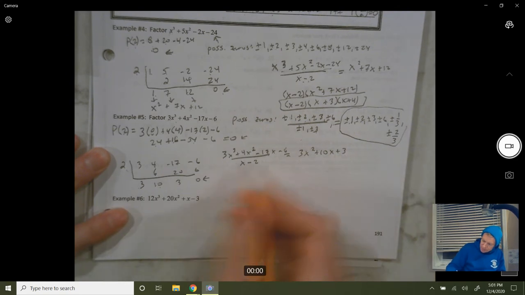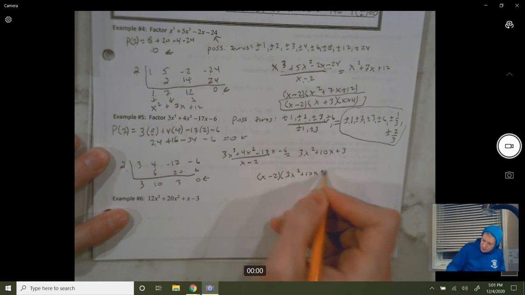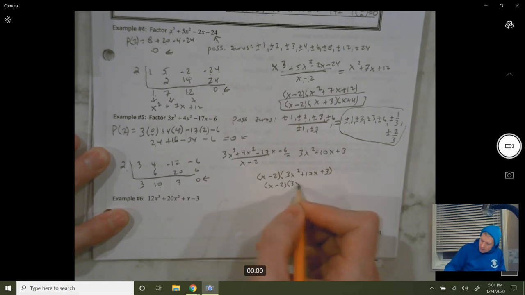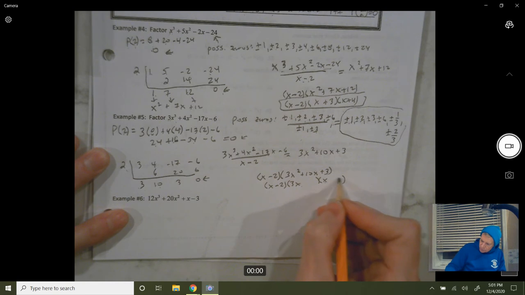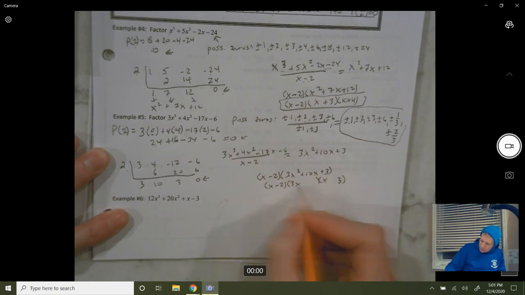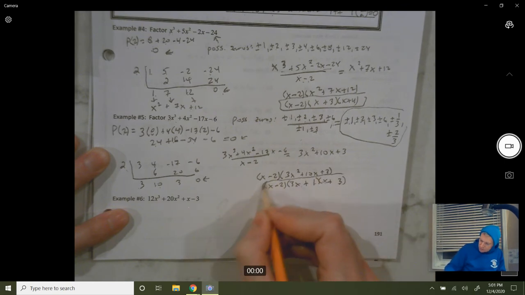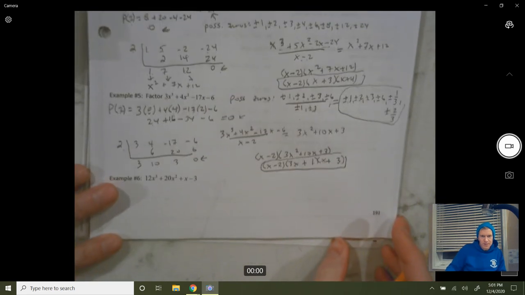So this factors into x minus 2 times 3x squared plus 10x plus 3, and we've got x minus 2, 3x and x. Let's see, probably a 3. We need 3 and 1. So the 3 gives us 9x, and the 1 gives us 1 more. So if they're both positive, that should work. Okay. And let's save the best for last.